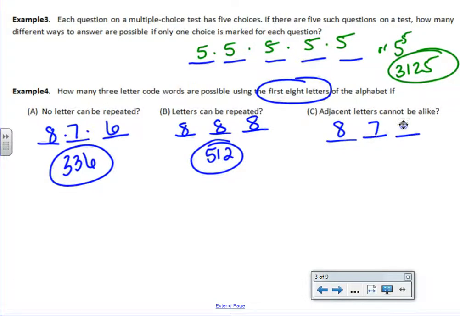And then this is kind of weird. A 7 again, because while I can't use whatever letter I used in this blank, I can now use whatever letter I used in this blank. That's kind of a goofy question. You gotta think about that one a little bit. 392 is what that comes out to.